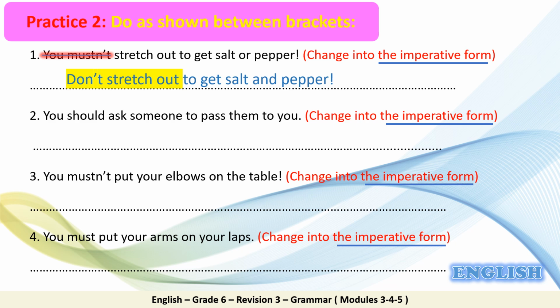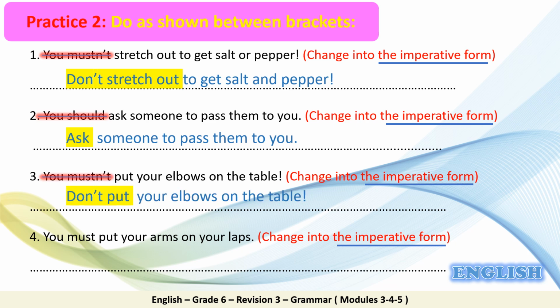Very good. You should ask someone to pass them to you. Yes, ask someone to pass them to you. We start with the verb ask, without any subject and without the modal should. Anyone for sentence 3? Excellent. You mustn't put your elbows on the table becomes don't put your elbows on the table.